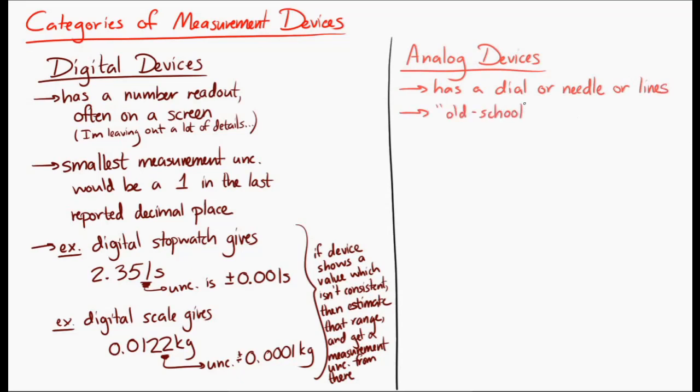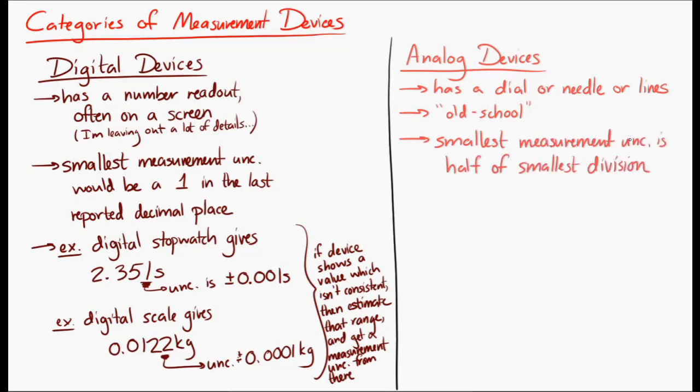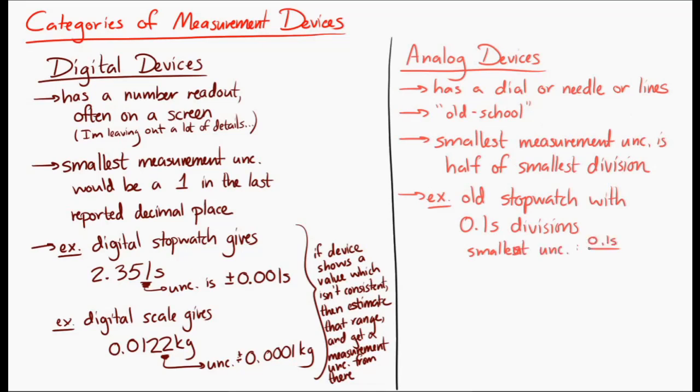So if we have one of those, then the smallest uncertainty that's possible from that is half of the smallest division. So let's say we have an old school stopwatch and it's divided into 0.1 second divisions. The smallest measurement uncertainty you can get from that device is half of the smallest division, or 0.05 seconds.